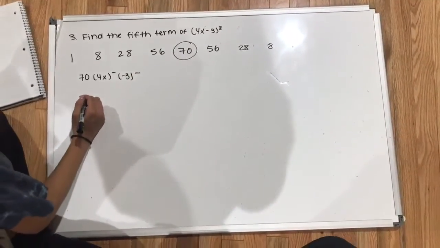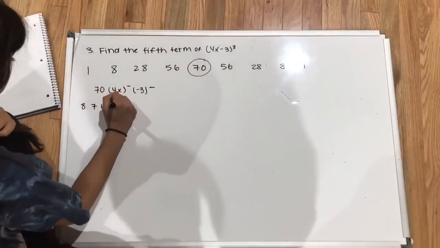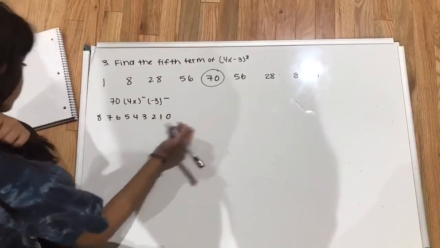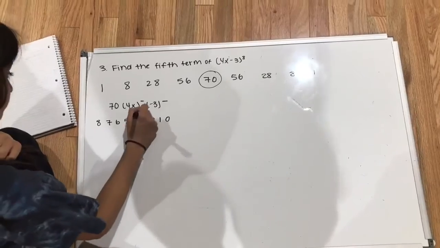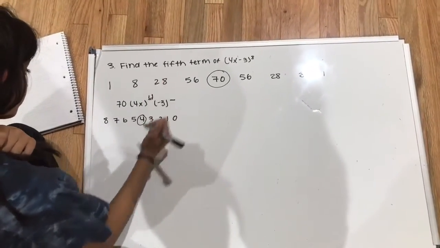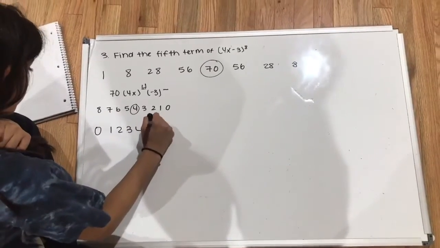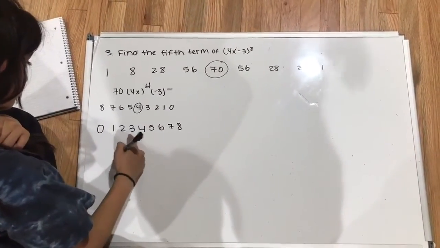So to find the exponent for 4x, we need to count backwards from 8 to 0. And the exponent for the 5th term is 4. And to find the exponent for negative 3, we need to count forward from 0 to 8. And again, the exponent for the 5th term is 4.